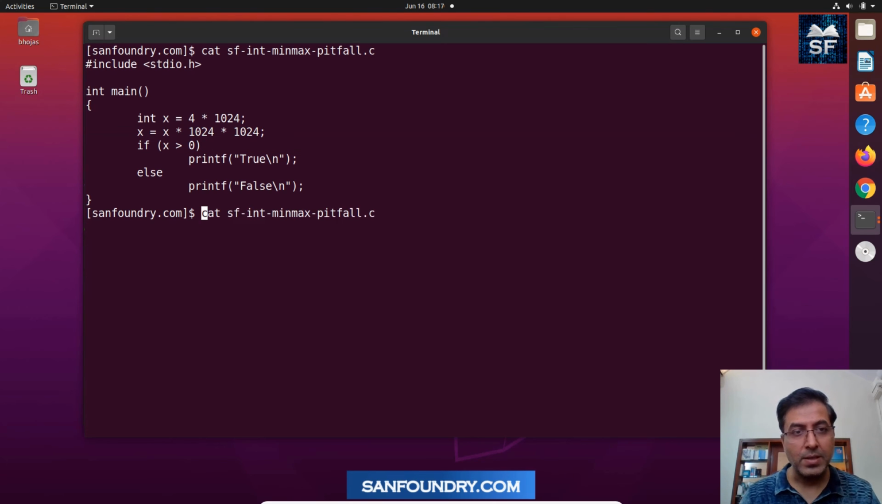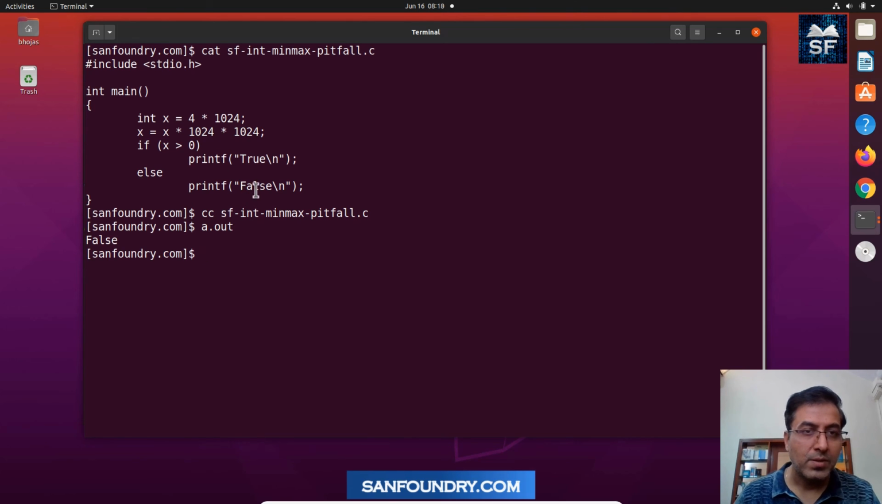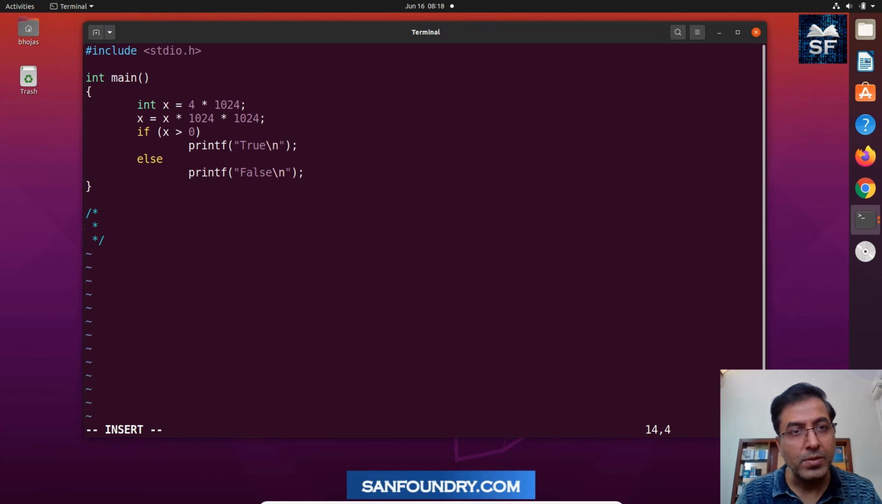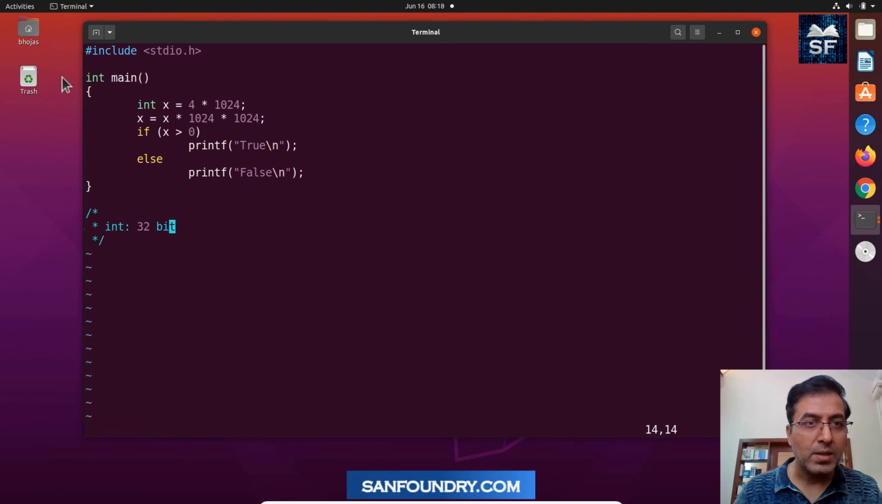So let's compile this code. The problem is we are not getting true, we are getting false. Why? Let's try to explain that further in the code. So I'm going down here, and then you will see our explanation part. Quickly look into integer. What is the maximum permissible value that you can store in an integer? Integer is a 32-bit entity, and this is a signed integer.